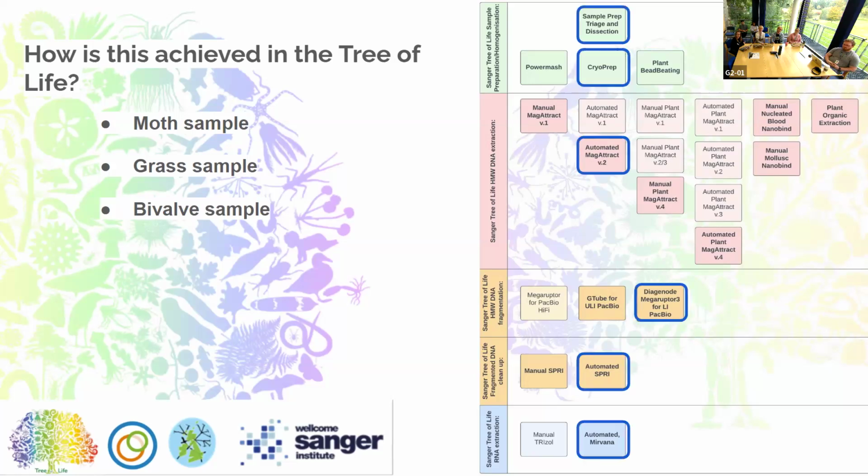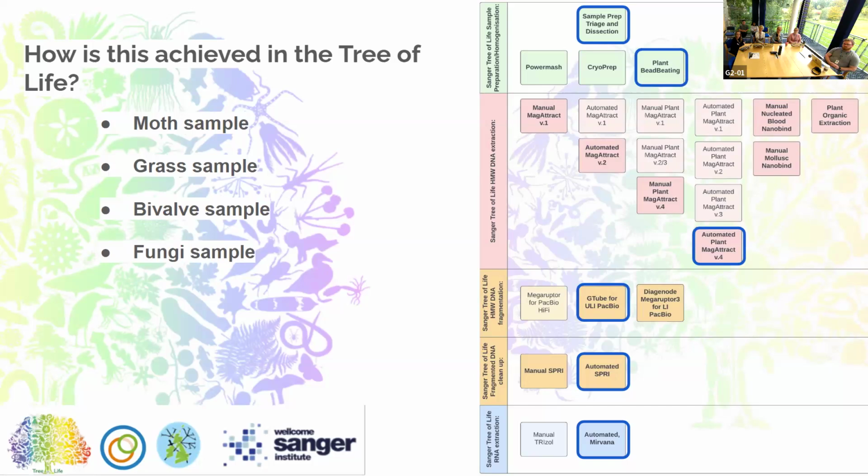So bivalve samples, these can be quite challenging. Initially, we would look to cryoprep those samples and go through the automated Magattract process. However, we do find that sometimes those fail, and in that case, we would switch to the manual mollusk Nanobind process, which we've seen is able to rescue some of those samples that fail with the Magattract extraction method.